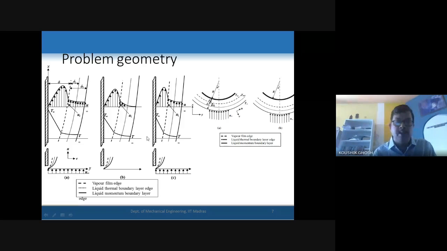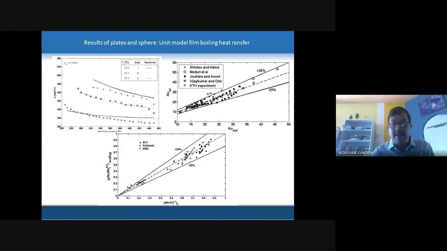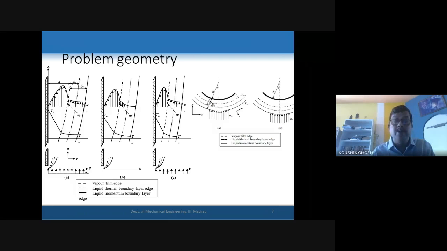You can see in the single phase boundary layer, there is a thermal boundary layer and the hydrodynamic boundary layer, but here there are two phases. One is the vapor phase boundary layer, another is the liquid phase boundary layer. Now you can see some of these integral results.